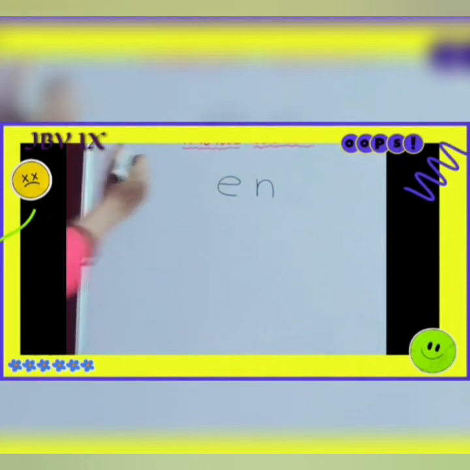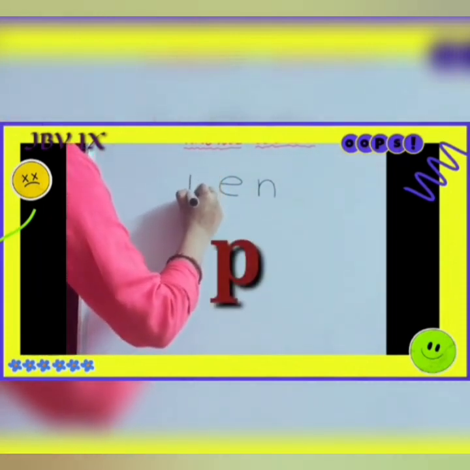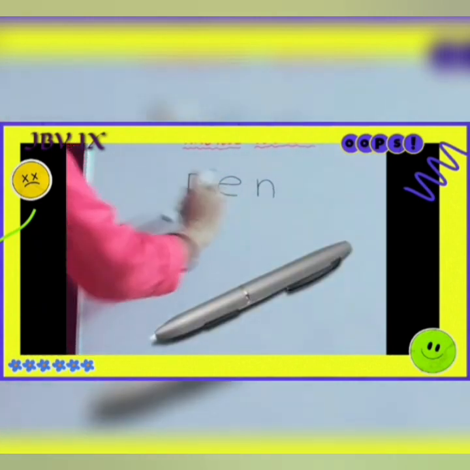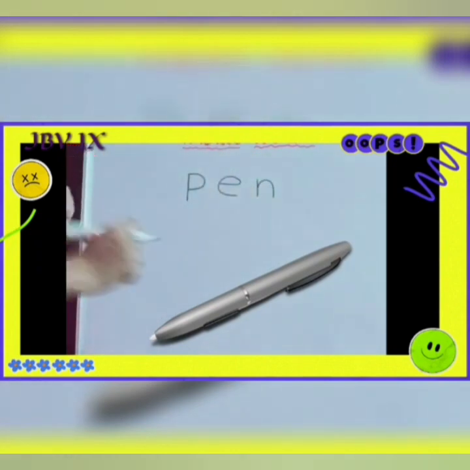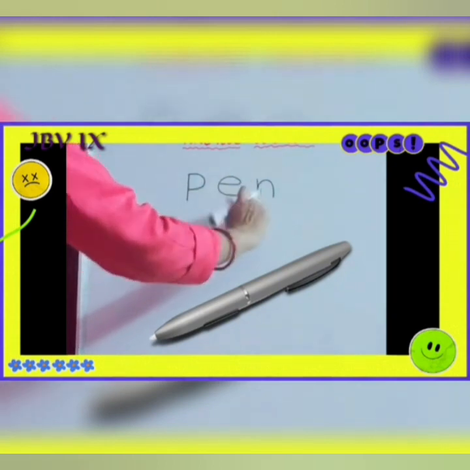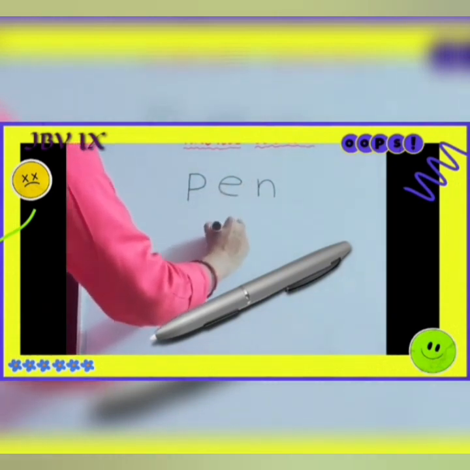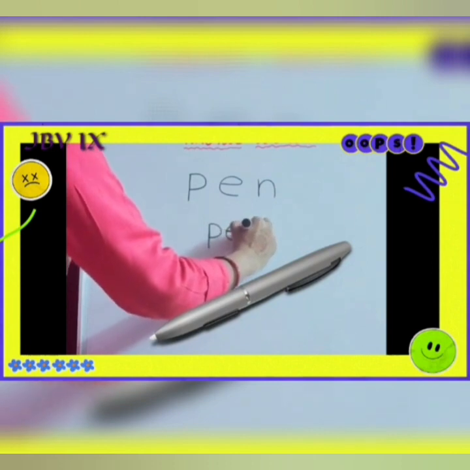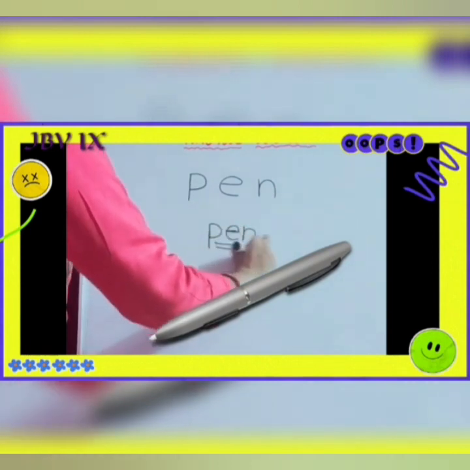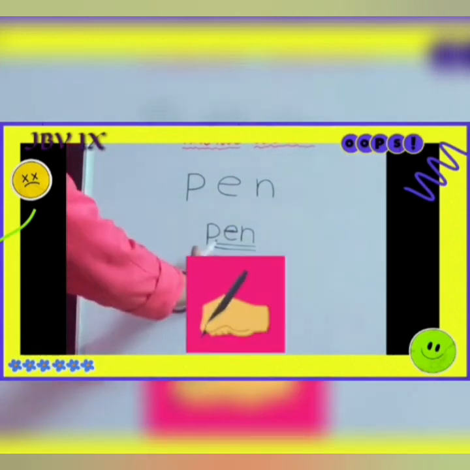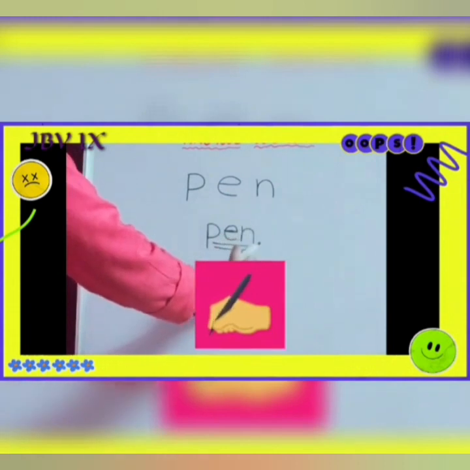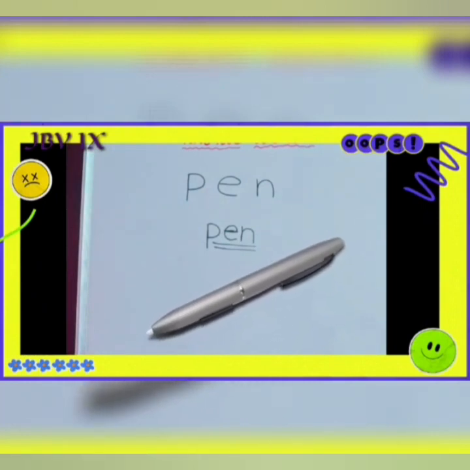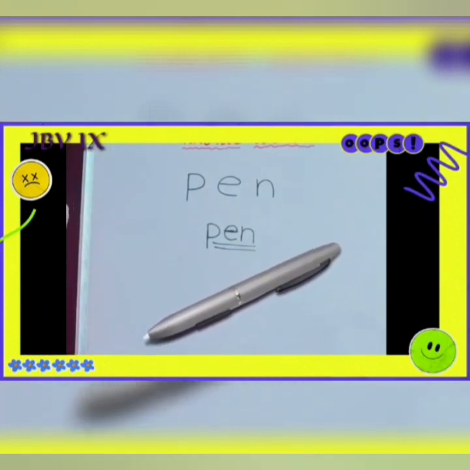Next letter we are adding here is P. P sounds P. E sounds E. N sounds N. P, E, N. Pen. It's a pen. P-E-N. Pen. What is the use of pen? We can write with a pen.